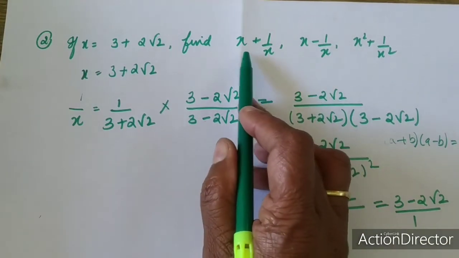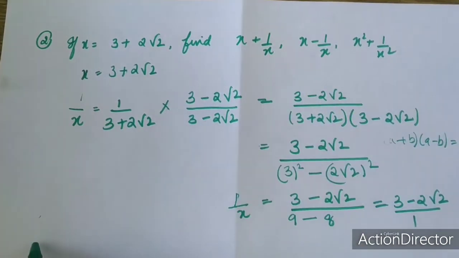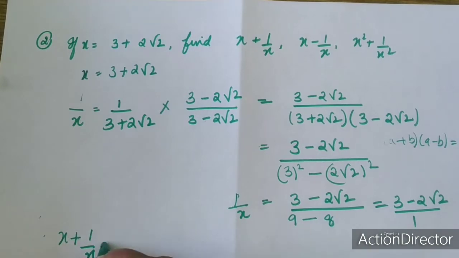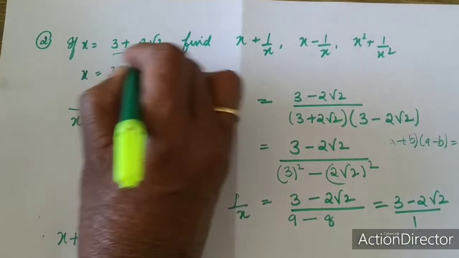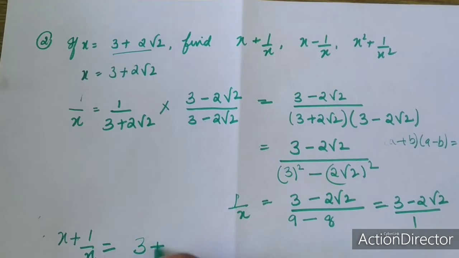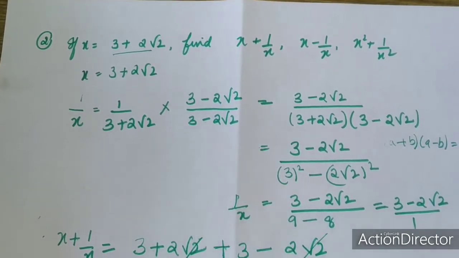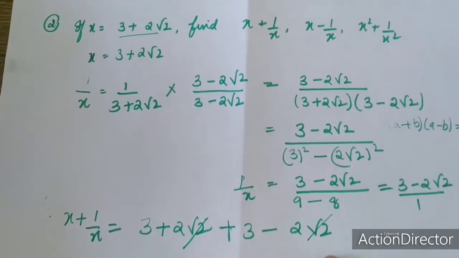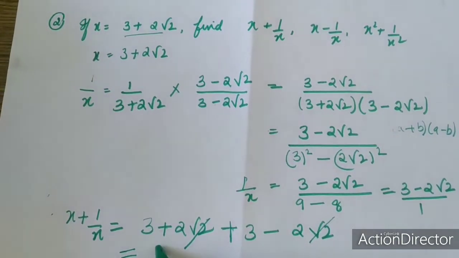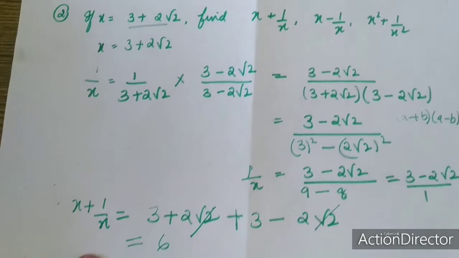So what is the first thing asked? x plus 1 upon x. So find out x plus 1 upon x is equal to, what is x? 3 plus 2 root 2. And what is 1 upon x? 3 minus 2 root 2. So plus 2 root 2 and minus 2 root 2 will get cancelled. So 3 plus 3, I will be getting it as 6.